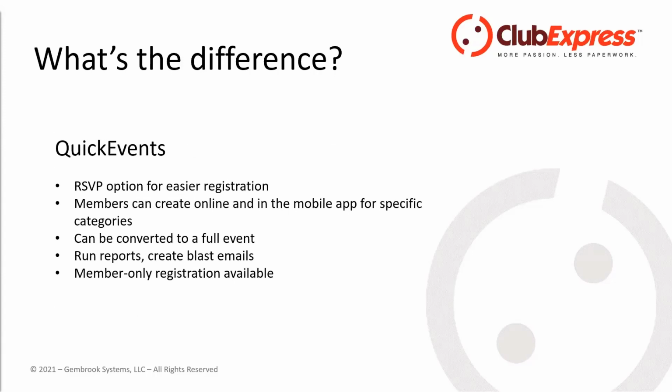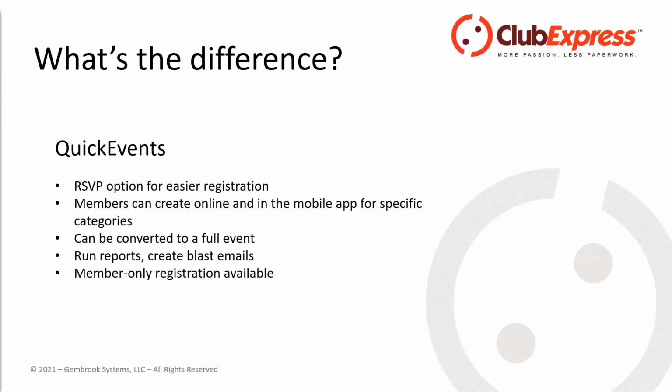Well, first, we have an RSVP option for easier registration. So when your members sign up for a regular event, a full event, they're usually going through multiple screens, at least about 2 or 3 screens before they are able to actually submit their registration. With an RSVP option, it's one click that the member submits and they register for that particular event. Members can also create quick events online and in the mobile app for specific categories.